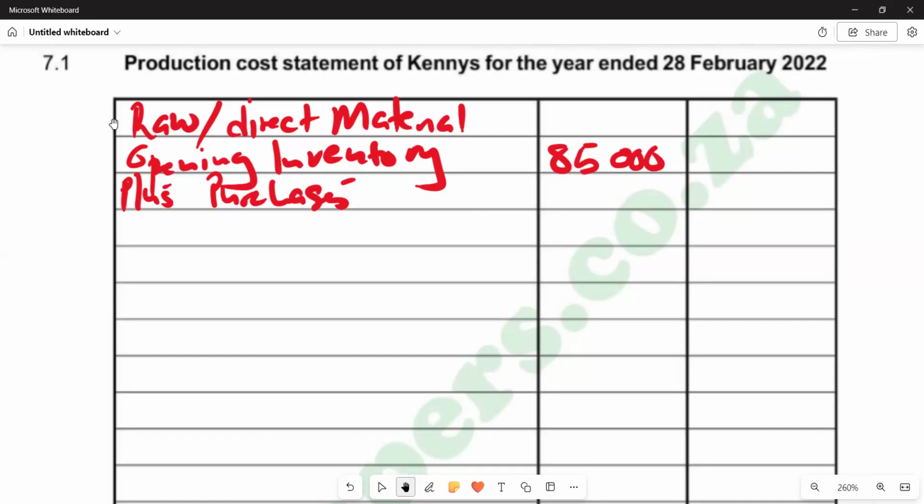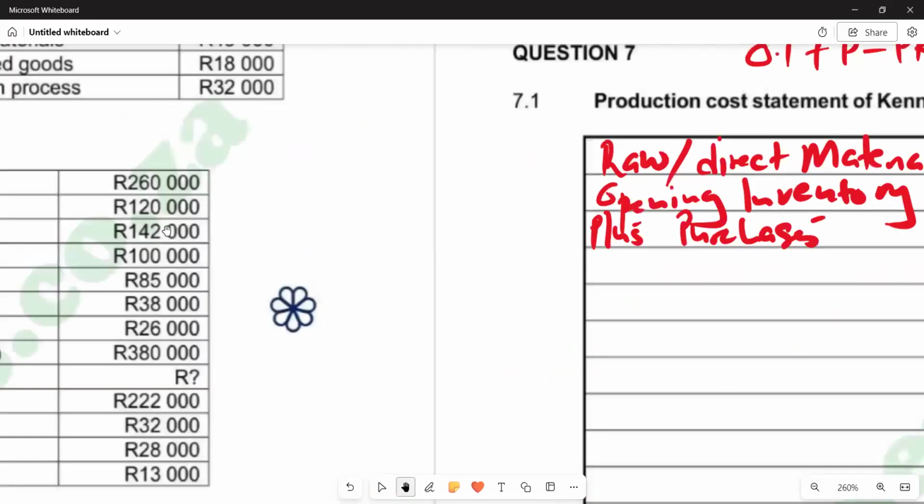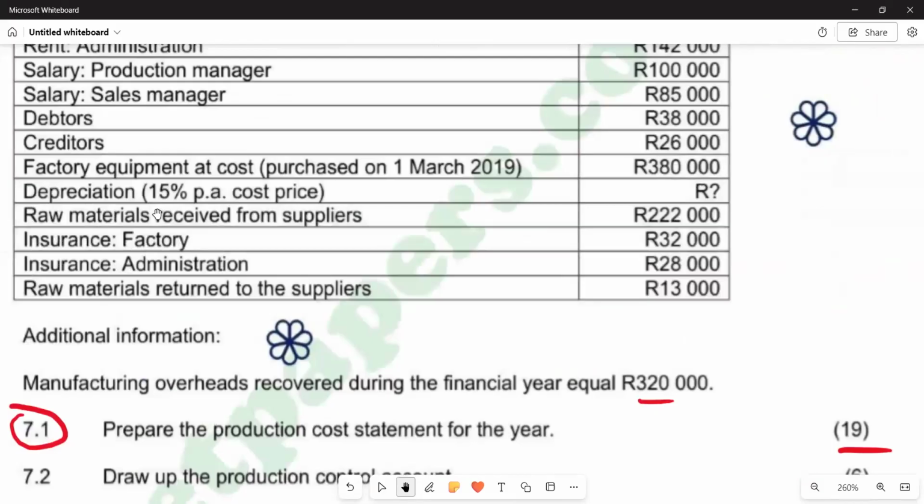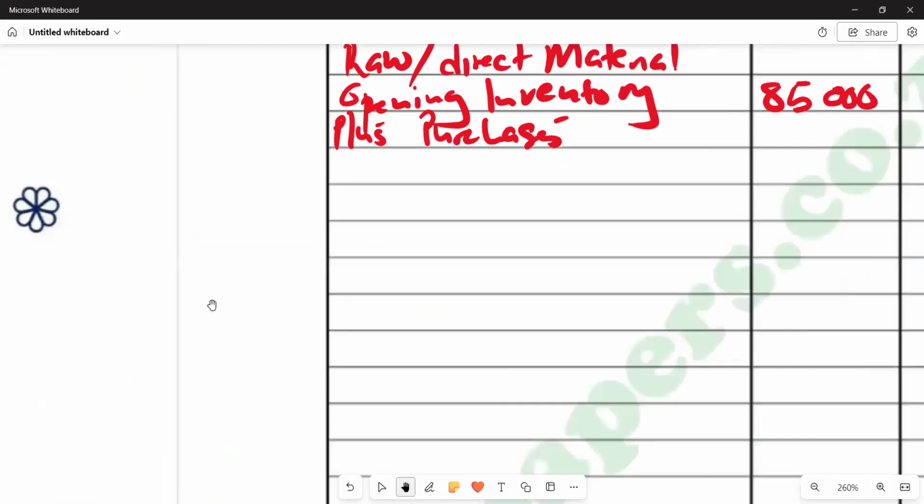You go to the information to try to see what figure of purchases we have. If you go down, you'll see that we have raw materials received from suppliers. Suppliers are the ones that we buy from, so that's where we do our purchases. So 222,000 represents our purchases. You can pick that 222,000 and it represents our purchases.